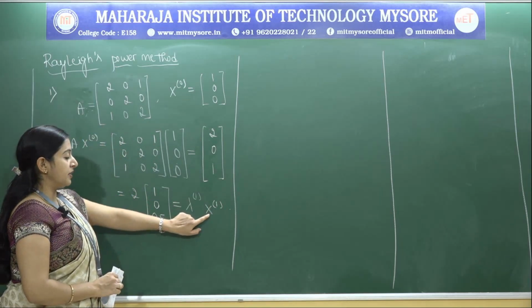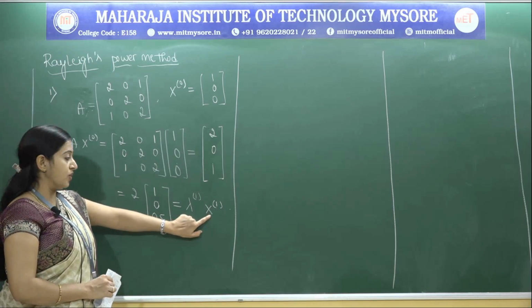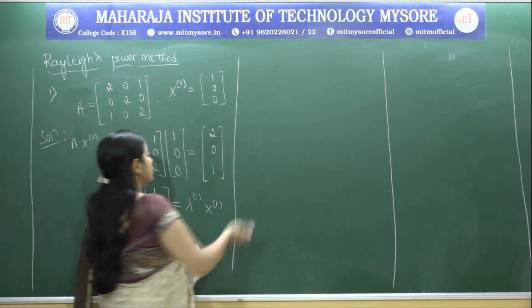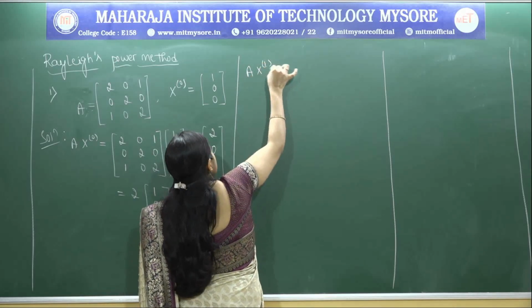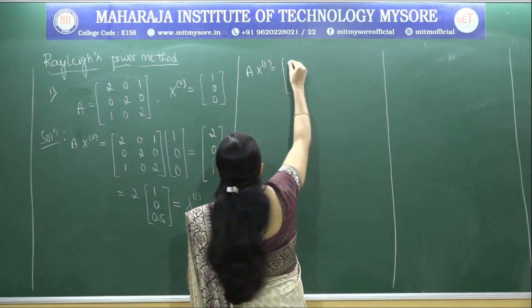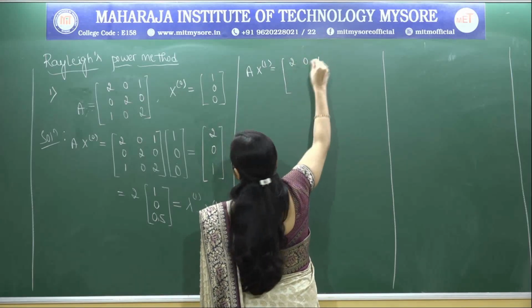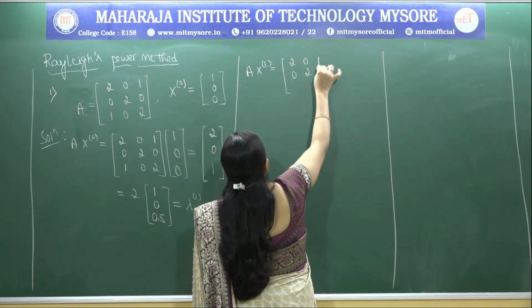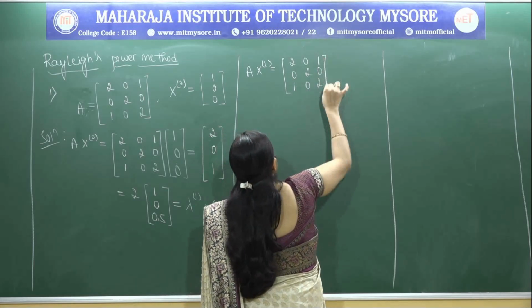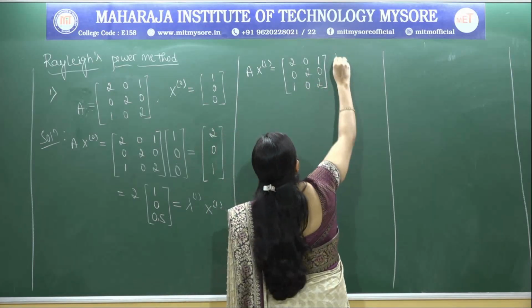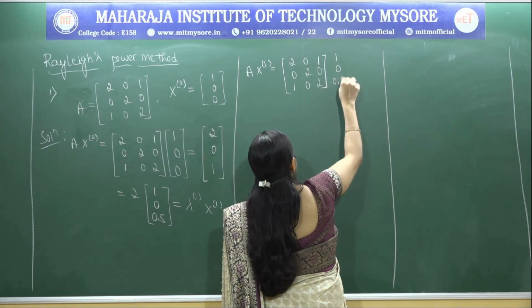Again, you take the matrix multiplication of A with x1, the first iteration. So you will get another matrix A x of 1. So write the matrix A, it is 2 0 1, 0 2 0, 1 0 and 2. The first iteration matrix 1, 0, 0.5.